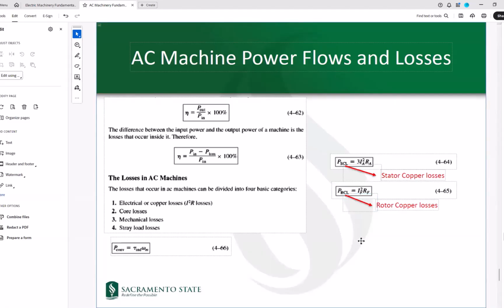In the rotor, we typically have a direct current. So this is not an RMS. IF is a direct current. The converted power is defined as the tau induced times omega m, where omega m is the rotational speed of the rotor, the mechanical speed of the rotor. And tau induced is the induced torque, or sometimes we also call it electromagnetic torque.